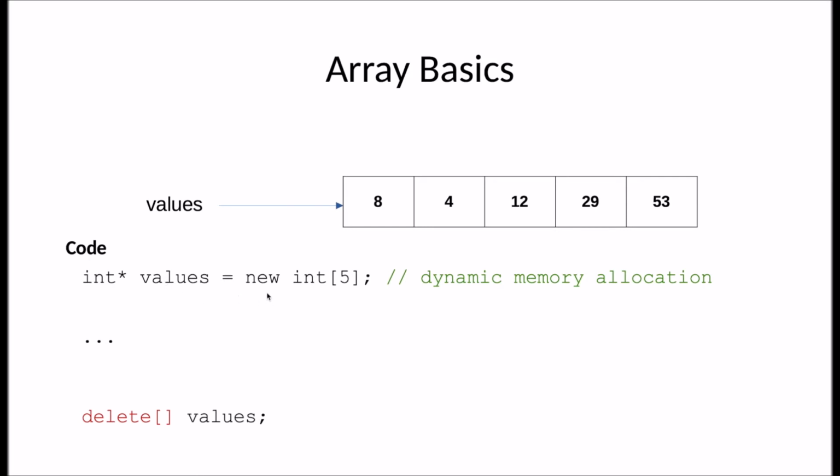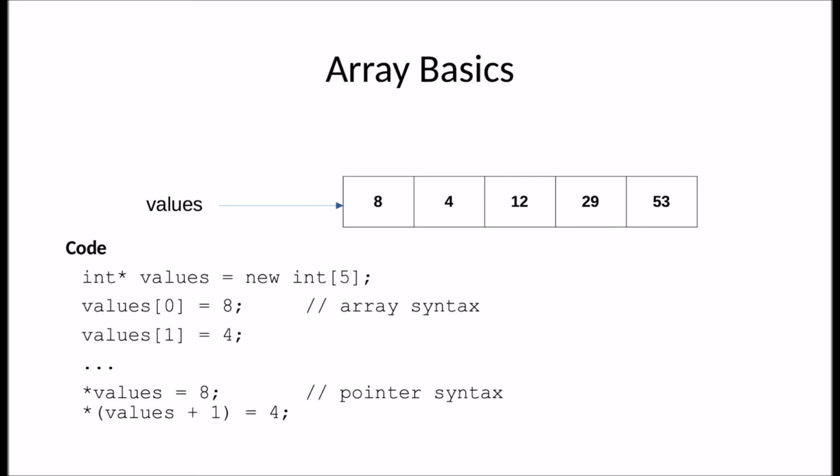Note that whenever you use the new operator, you have to manage the memory yourself. That means you have to use the delete operator to free up memory. Because this is an array, I have to use delete square brackets followed by values. Note that I do not need to specify the number of elements in the square brackets that follow the delete operator.